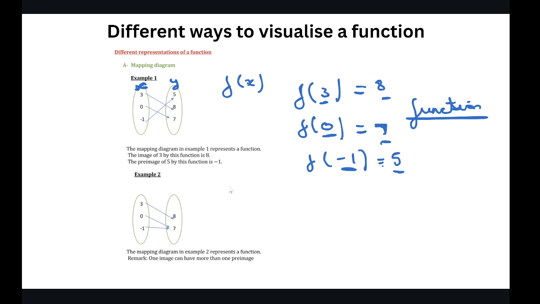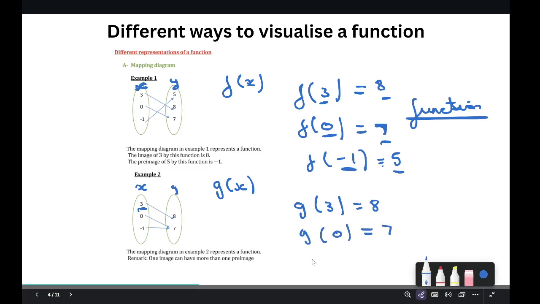Now let's move on to example 2. Let's say this function is defined as g of x. So we plug in g of 3, again x is your input, y is your output. So g of 3 has given me 8, fine. g of 0 has given me 7, okay, that's fine. g of -1 has also given me 7. This is where it's not fine.